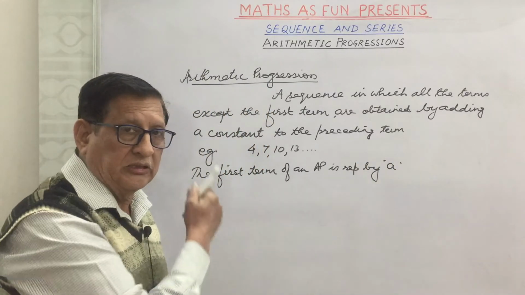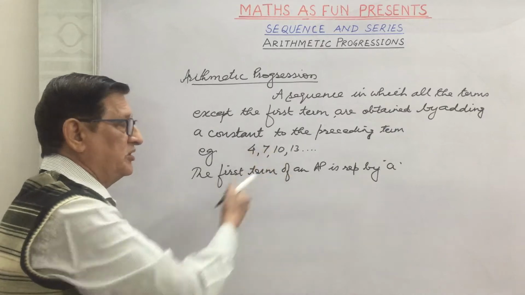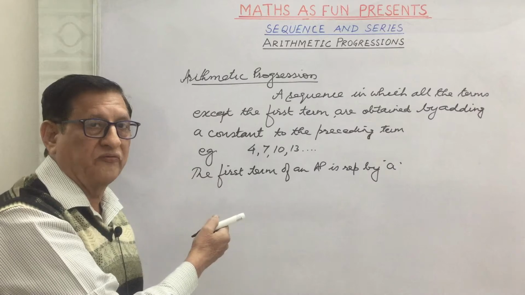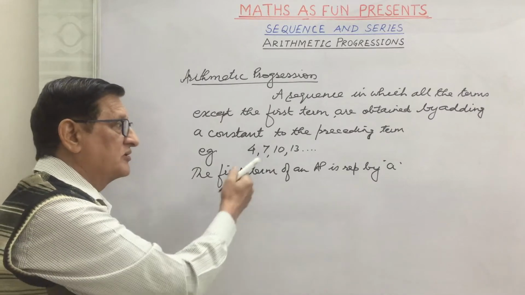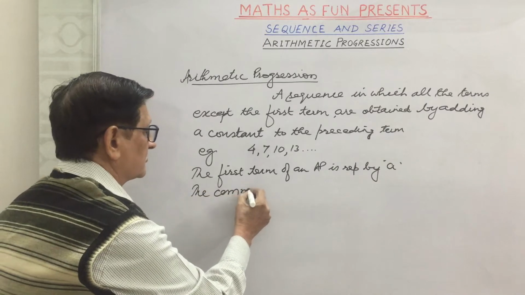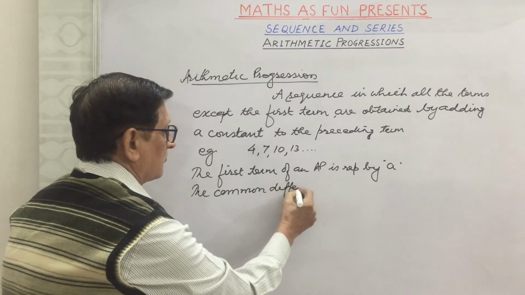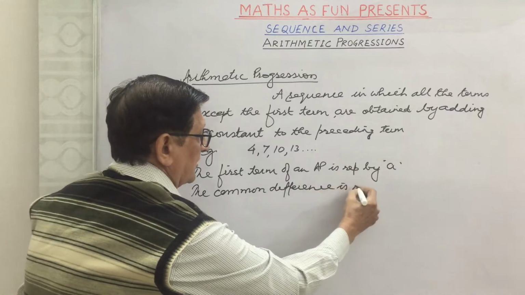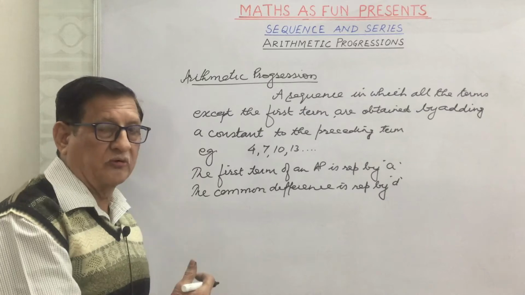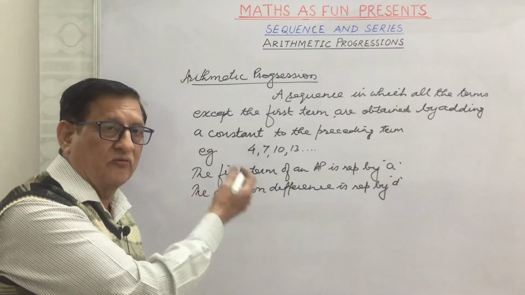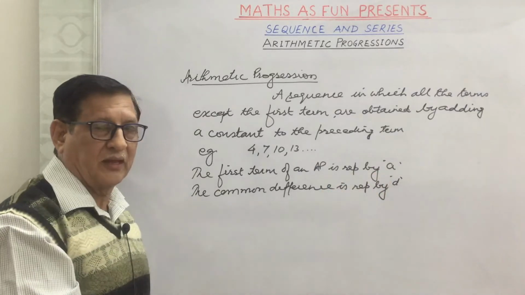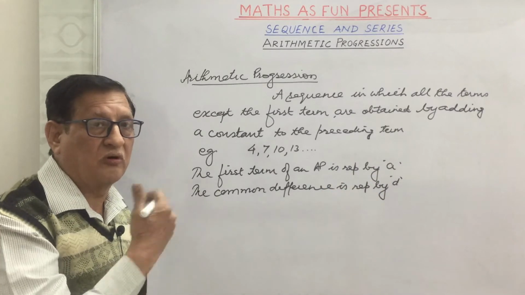And the constant which we are adding to each term to get the next term is known as the common difference. The common difference is represented by small d. Therefore, when we want to consider any AP, we can write it in the form of a and d, and that is known as the general form of an AP.